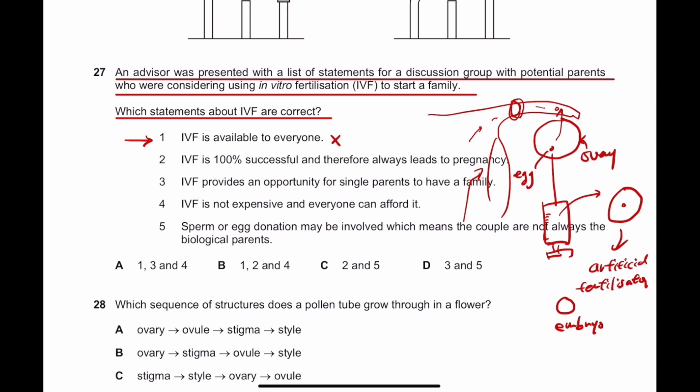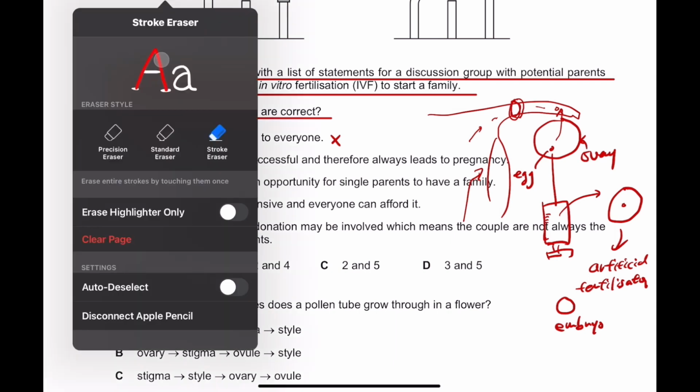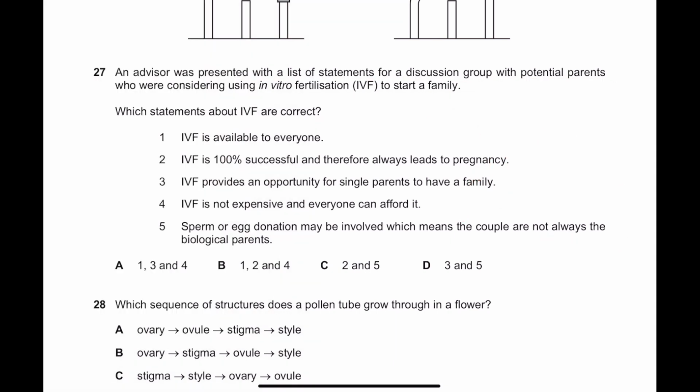And number 2, IVF is 100% successful. No, it's not. It's actually quite low. The percentage of successful results is quite low, actually. I think it's about 30 to 40 at the highest. Okay.